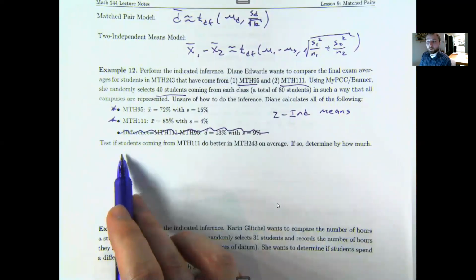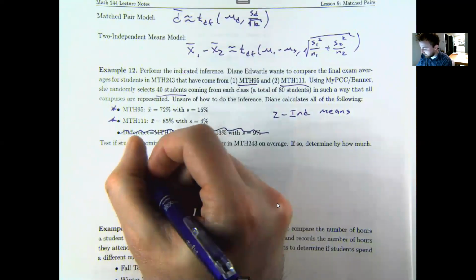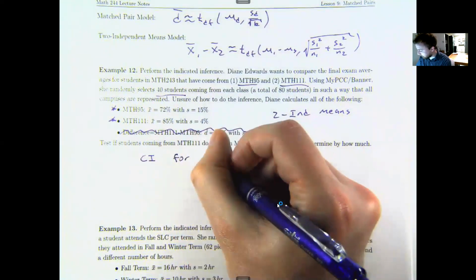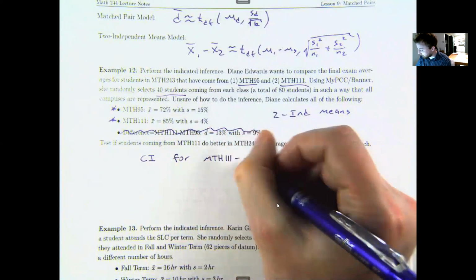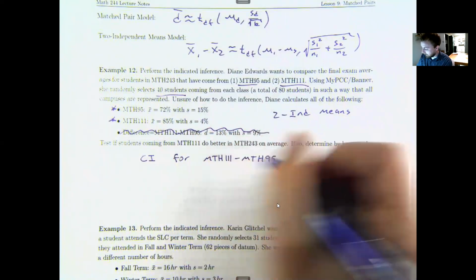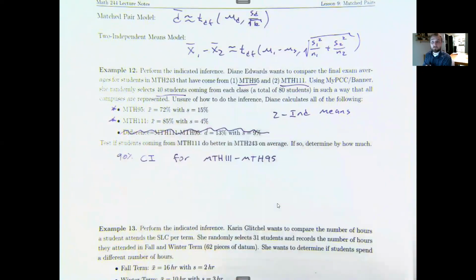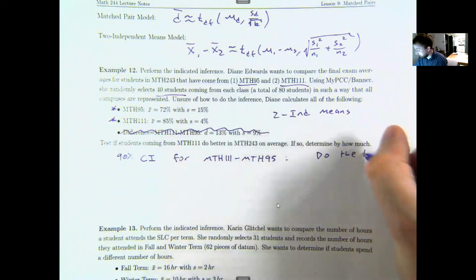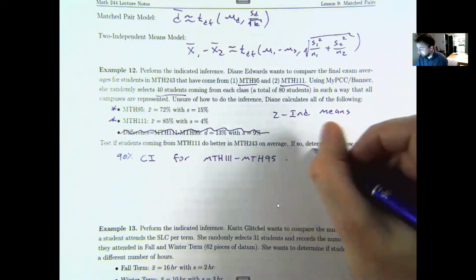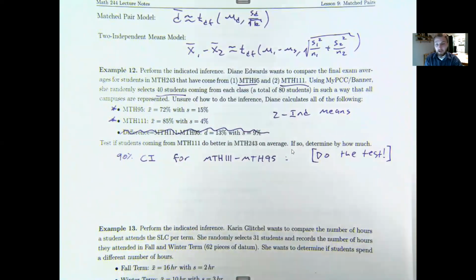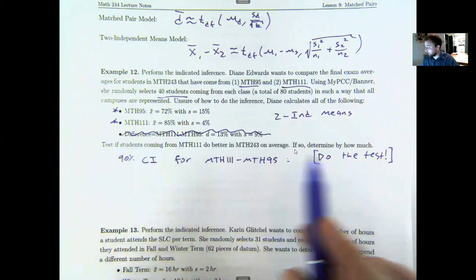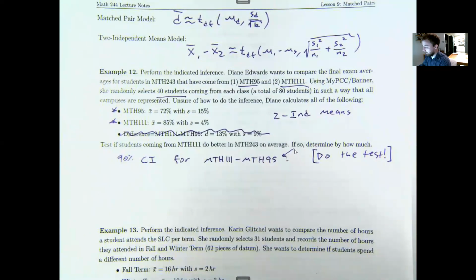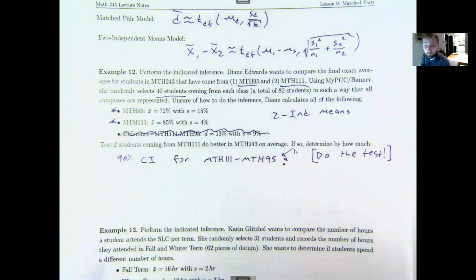This says test. It would probably be better to do a hypothesis test. I'm just going to create a confidence interval for the difference in Math 111 minus Math 95. And I'm going to create a 90% confidence interval here. Just as a note, you should do the test as well to really see what's going on. So I'm only answering half of this question: test if there's a difference. If so, determine how much. I'm doing the latter part. I'm determining how much. I'm looking at two independent means.